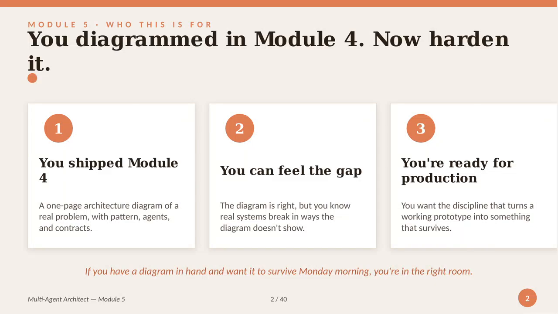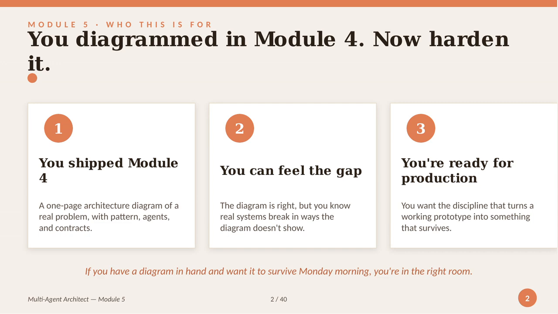Quick check. Card 1. You shipped Module 4. A 1-page architecture diagram. Pattern, agents, contracts, failure plan. If that's not done, loop back. The disciplines in this module attach to a specific design, and you need a specific design to attach them to.